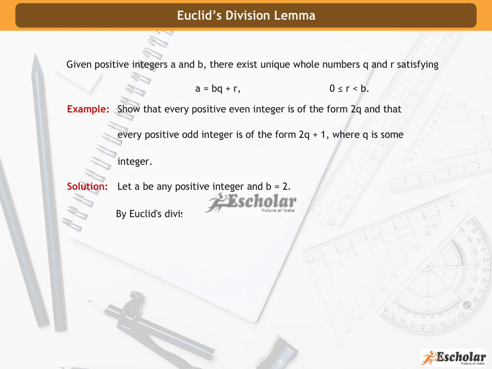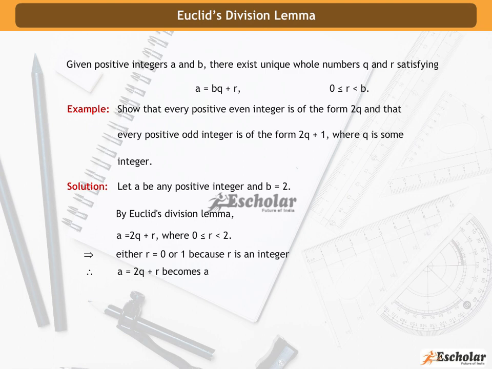So by Euclid's division lemma, there exist integers q and r such that a is equal to 2q plus r, where r is greater than or equal to 0 but less than 2. It implies either r is equal to 0 or 1 because r is an integer. Therefore, a is equal to 2q plus r, or it becomes a is equal to 2q or a is equal to 2q plus 1.